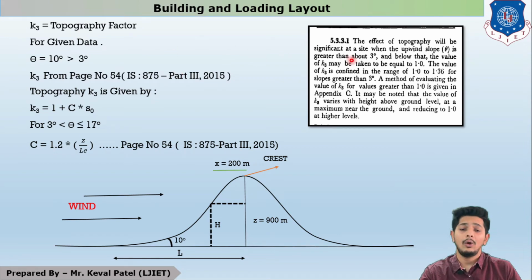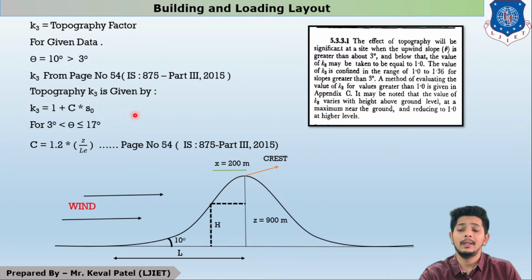Now for K3, clause number 5.3.3.1 tells us that K3 is 1 when the angle is less than 3 degree. But here the angle is given as 10 degrees. So it is also told that K3 should be in a range of 1 to 1.36. But how much? For that we have to see appendix C, which is given on page number 54. In appendix C, you will find a formula for K3. K3 is equal to 1 plus C into S0. Now we have the 1 value, but C and S0 are unknown.